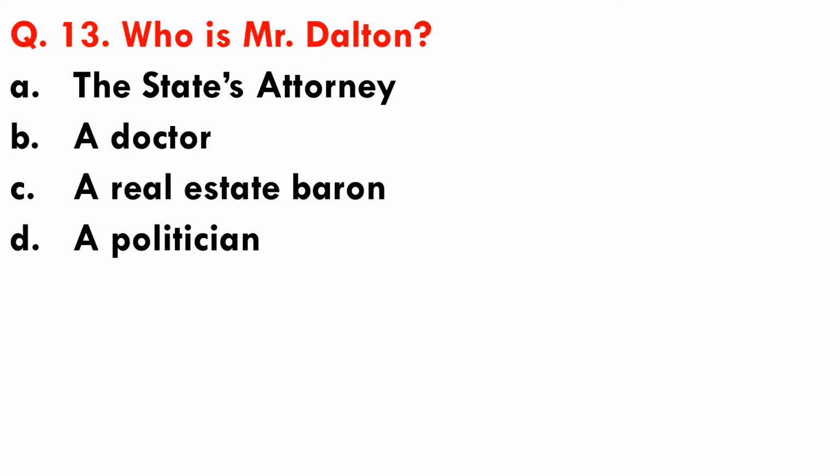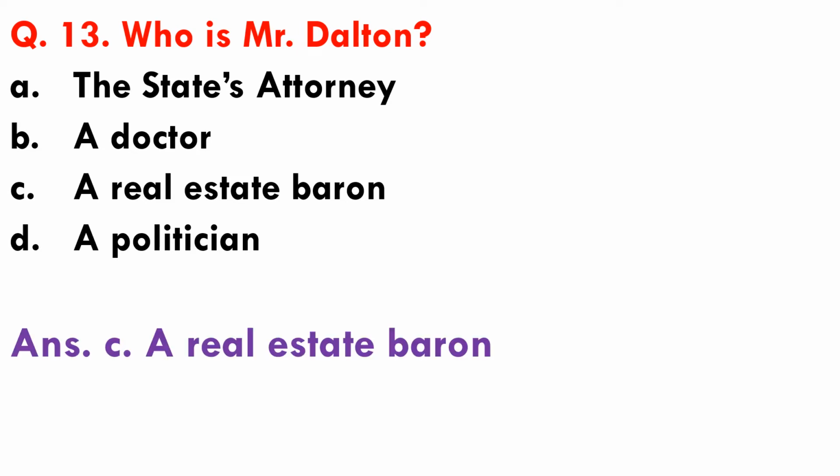Question number 13. Who is Mr. Dalton? Options are A. The state's attorney, B. A doctor, C. A real estate baron, D. A politician. So Mr. Dalton is a real estate baron. Baron is a businessman in that sense. So option C is the correct answer.